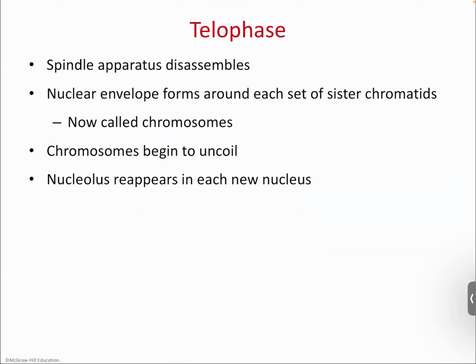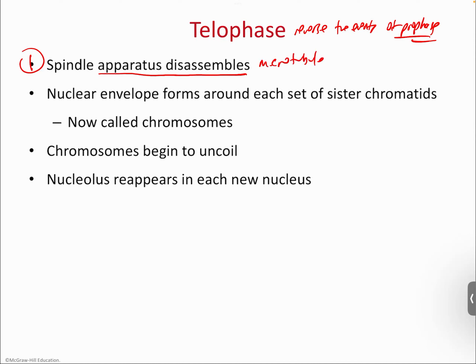So the last step, telophase. Now what you do is you basically reverse prophase. So in this case now, you should have one spindle per cell. Maybe you haven't split the cell yet, but one spindle on either side. And so the whole entire apparatus disassembles. So this is basically microtubule breakdown.